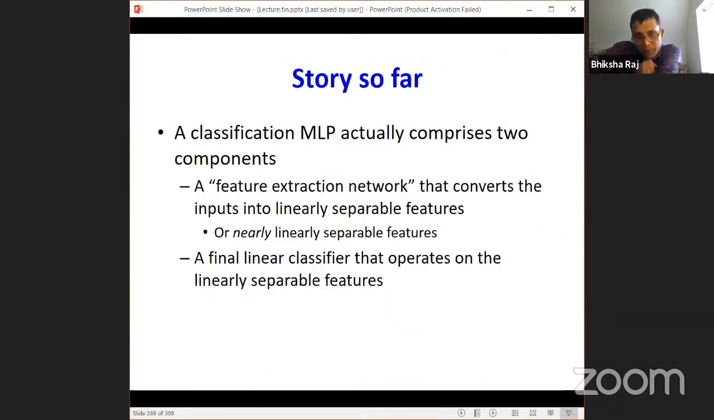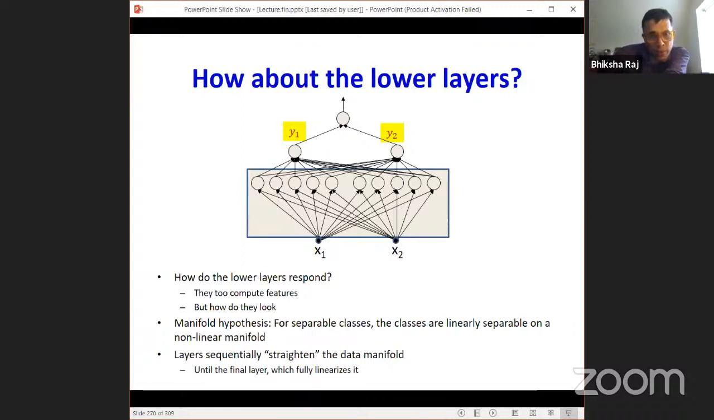Right? So a classification MLP basically comprises two components: a feature extraction network that converts inputs into linearly separable features, and a final linear classifier that operates on the linearly separable features. So we've discussed what happens at this point, right? But what about below this point? What about the rest of the network? How do the lower layers respond? Now, you can think of these as computing features, but what do they look like?